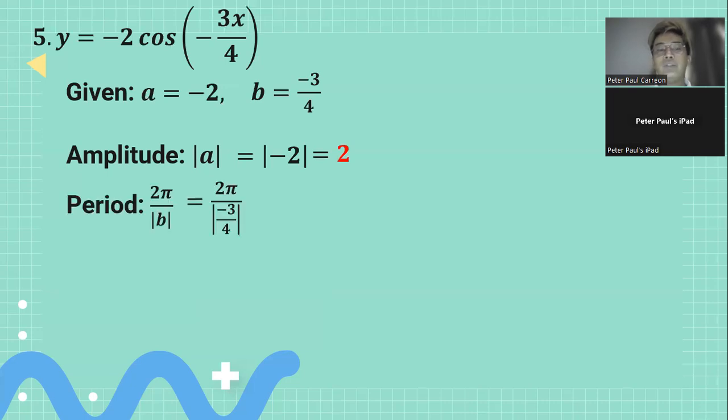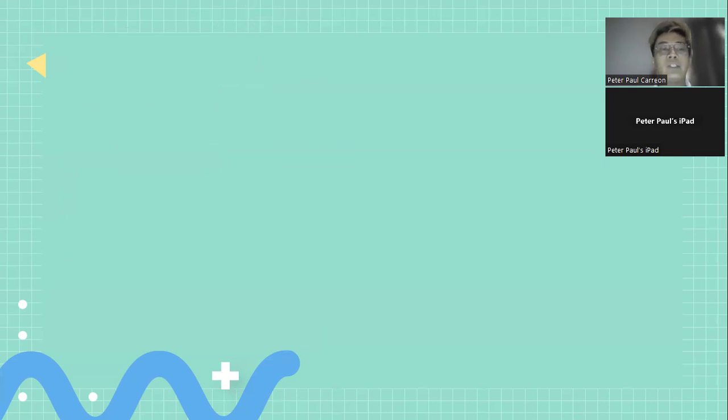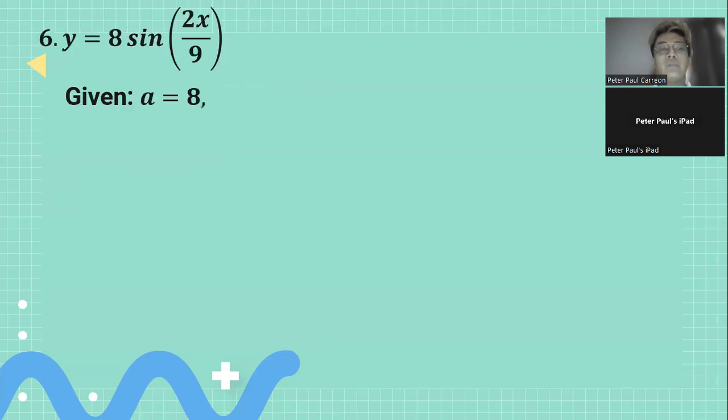So kailangan ninyo pag-aralan yung mga yan, paano sila nakuha. No? Minsan, pwede kayong gumamit na yung KFR, no? Keep, flip, and then reciprocal para makuha nyo yun sa period kasi division ang involved na operation. And then, huwag kakalimutan yung pag-i-interpret ng phase shift.